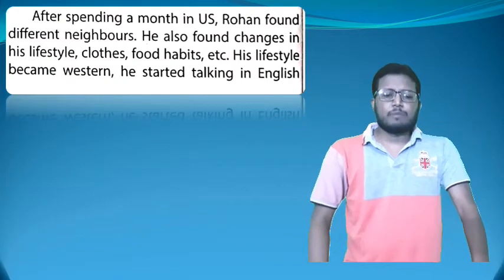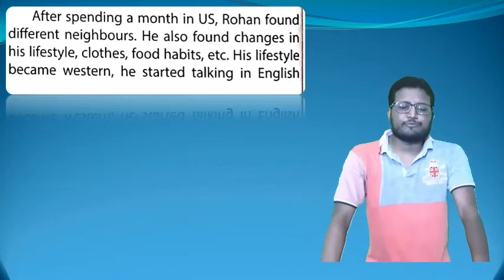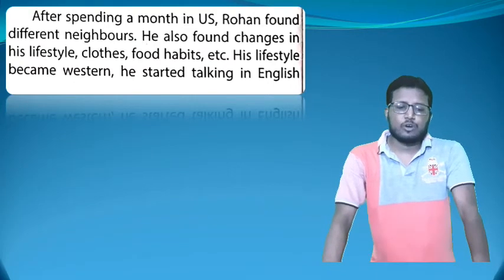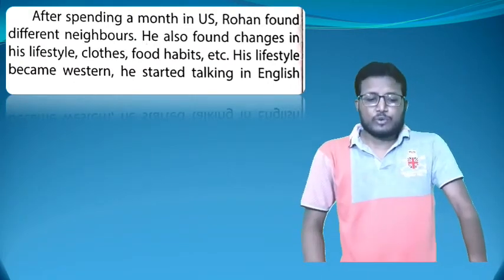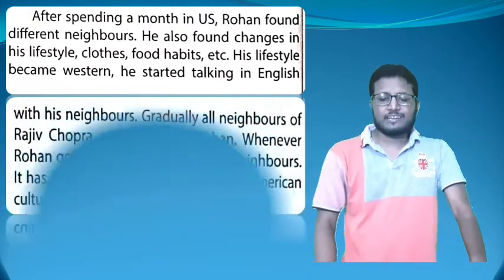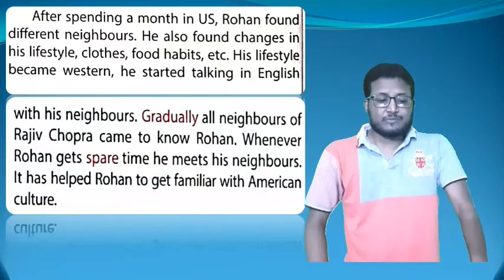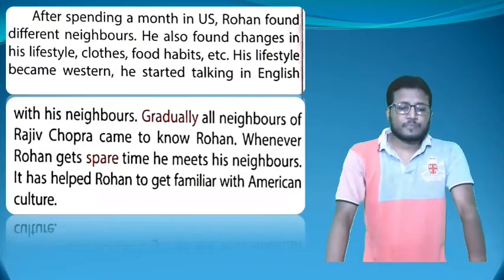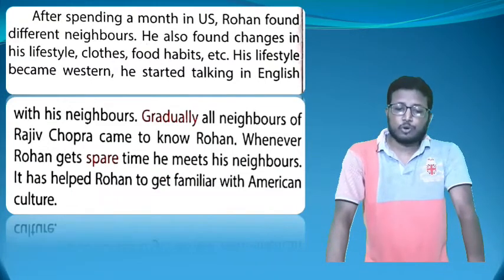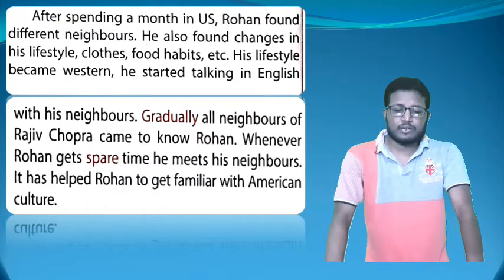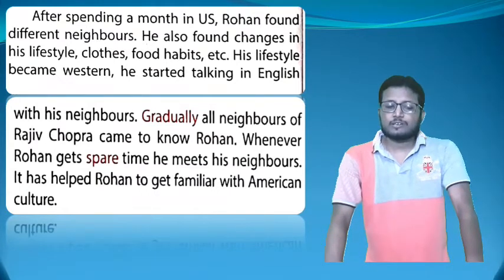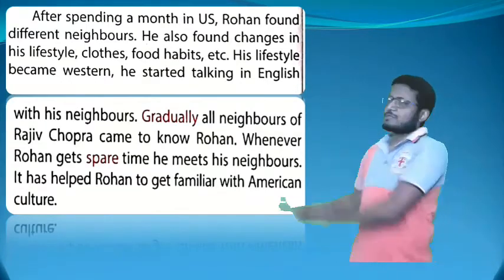After spending a month in the US, Rohan found different neighbors, and he also found changes in his lifestyle, clothes, food habits, etc. His lifestyle became Western. He started talking in English with his neighbors. Gradually, all neighbors of Rajiv Chopra came to know Rohan. Whenever Rohan gets spare time, he meets his neighbors. It has helped Rohan to get familiar with American culture. So it's a vast passage.